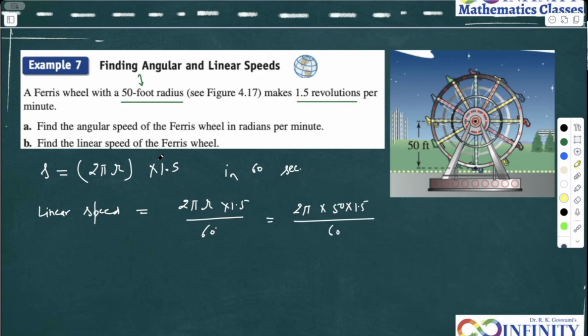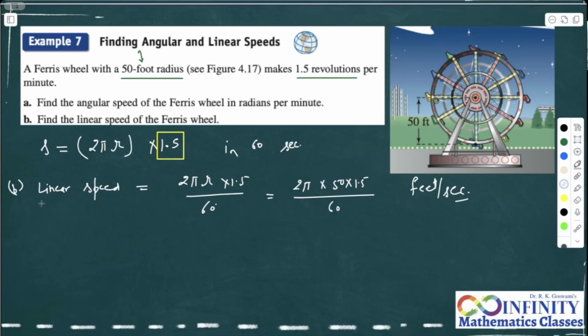You get the point why I multiplied by 1.5, because it is completing 1.5 revolutions. This 2 pi r is one revolution for you. When you simplify this, you will get the calculation. It should be in feet per second. So I got the linear speed. This is part B they were asking. Next, I need part A.